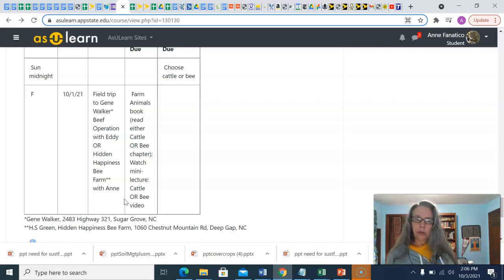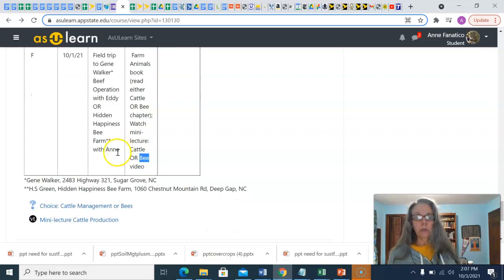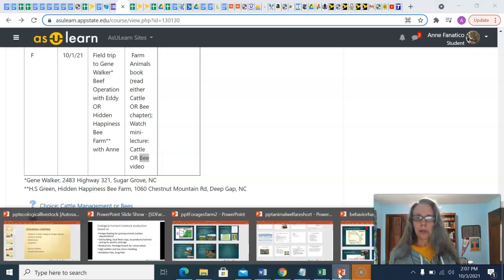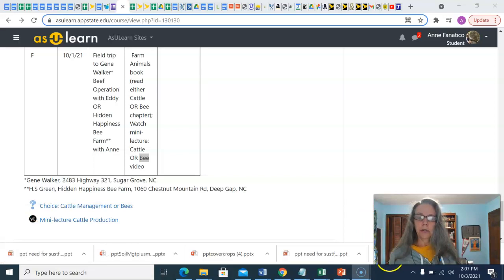Some people may not agree with raising farm animals for human uses. So we do try to look at options, invertebrates like bees and insects. And insects, of course, are very important sources of protein. So you had a choice to either read about cattle or bees, or go on 2 different field trips. A good way to test y'all on this would be with an essay. But it is important to know about management of particular animals.